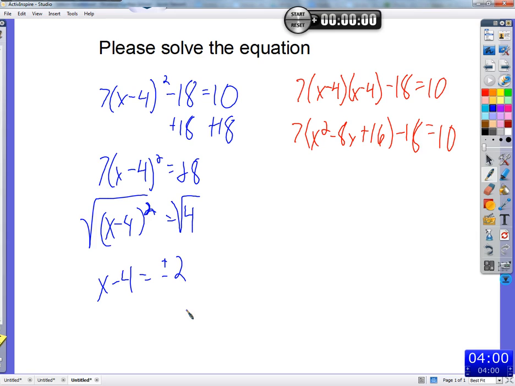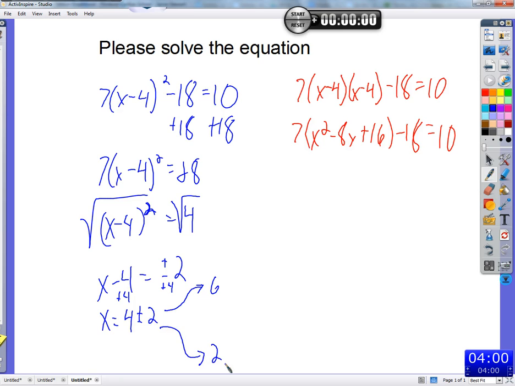We don't have to write both of those. We can just recognize it means that two things need to happen. You're going to add 2 and subtract 2. So when we add 4 to both sides, we just remember we need to do two things. This is 4 plus or minus 2. When you add 2, you get 6. When you subtract 2, you get 2.